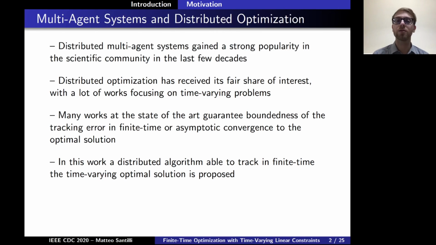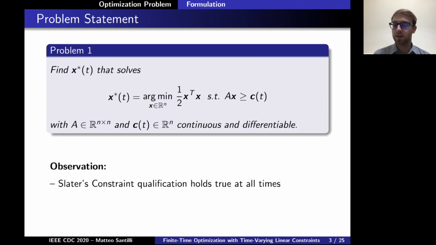In this work, we are able to provide a distributed algorithm that is able to track the optimal solution in finite time. The problem that we want to solve is the following. We want to find the optimal state x star that minimizes the function 1 over 2 squared norm of x, subject to A times x greater than or equal to the time-varying vector c, that is continuously differentiable. Notably, this problem satisfies at all times the Slater constraint qualifications.